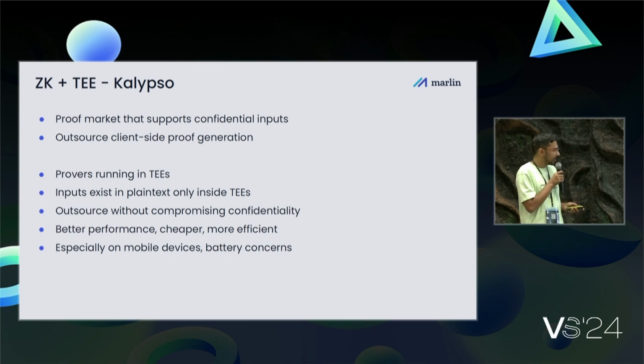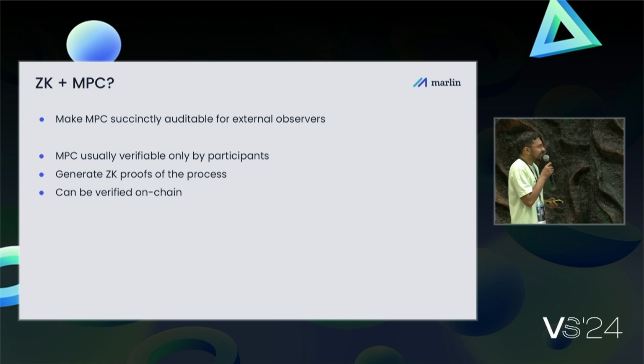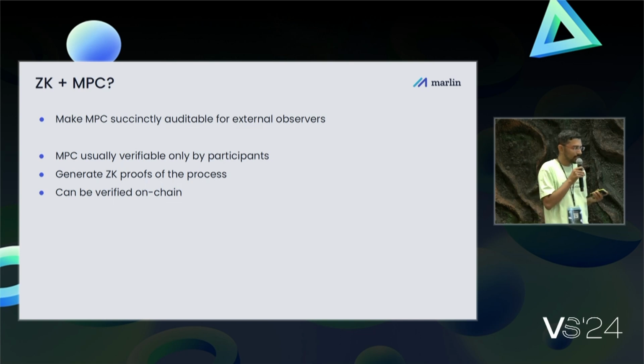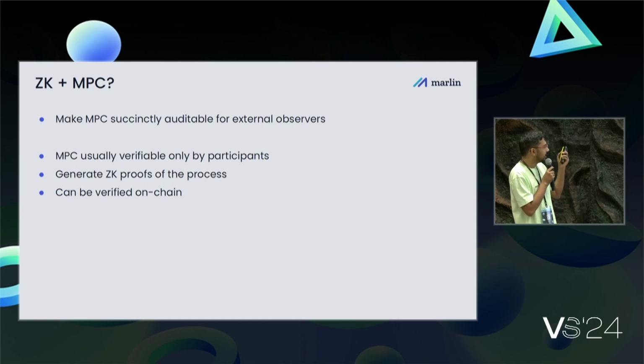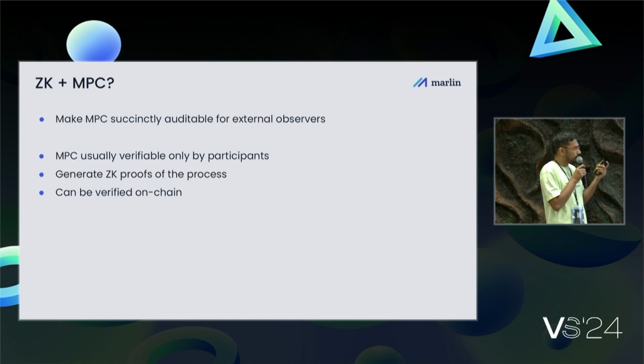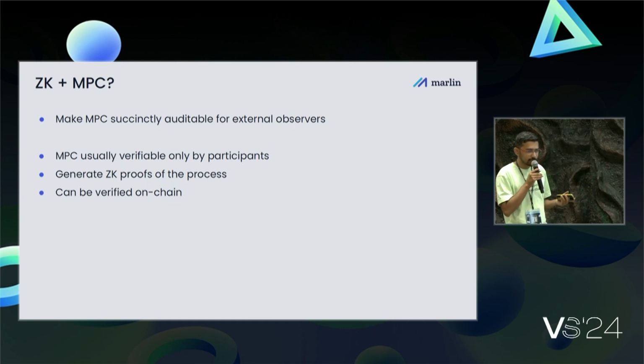by the user. So something else that I didn't really find a lot of examples of outside of research papers and stuff was a combination of ZK and MPC. The main goal is to basically make MPC auditable for external observers. So instead of just participants in the MPC being able to prove it, have a whole ZK proof of the entire MPC computation that happened, and you can go back and audit that at any time, right?